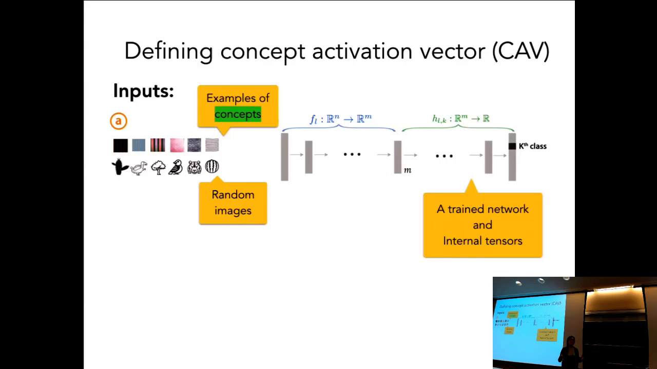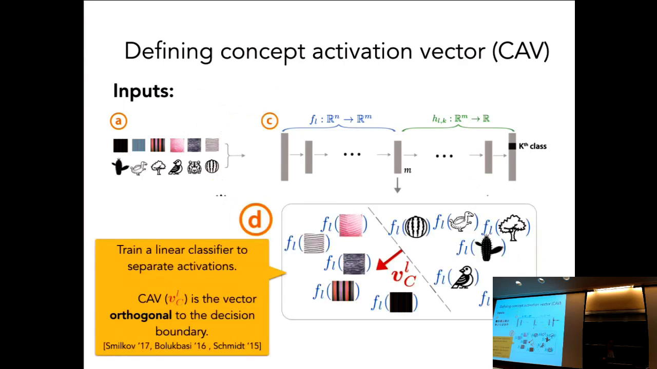We define this concept as a vector, and we're going to call it the concept activation vector, CAV. Now you need examples of the concept, in this case, pictures of stripes. And you need random images, something that is likely to not be stripes pictures. Then you must have a network that you're interested in investigating, and you have access to its internal tensors. So in this case, function f takes an n-dimensional image input and maps it onto an m-dimensional activation in the middle layer. So we have 3 ingredients now. What do we do with them?